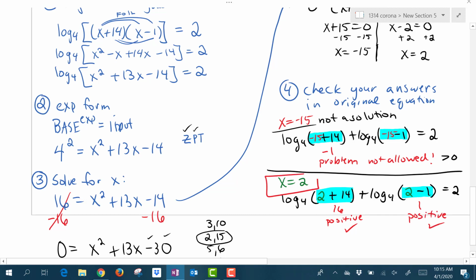So x equals 2 is actually our only final solution. When I type my answer into MyMathLab, I'm only going to type in 2. I don't type in negative 15, and I don't mention that negative 15 doesn't work. You only type in the solutions that work into MyMathLab. Okay. So our final answer here that checks out is a positive 2.